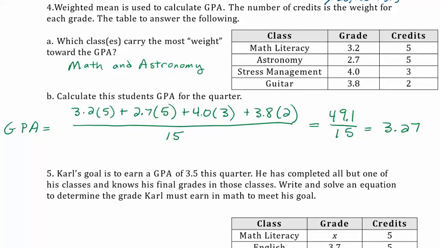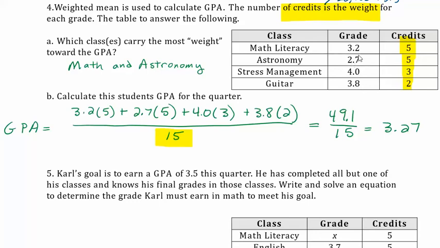In problem number 4 about GPA, you figured out the GPA by looking at the number of credits as the weight. All right, so here's our number of credits, and so we're going to divide by the total weight. Before we started this computation, we were asked to determine which class or classes carry the most weight. Well, the most weight is 5 credits, so math and astronomy are going to carry the most weight towards your GPA. Doing poorly in astronomy is going to have a greater negative effect on your GPA than if you were to do poorly in guitar.